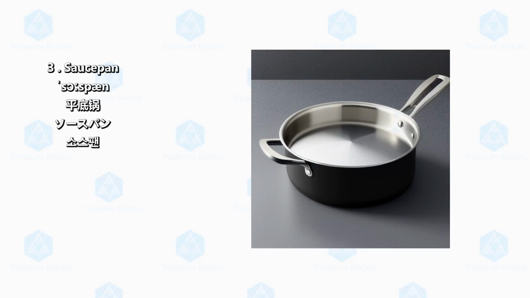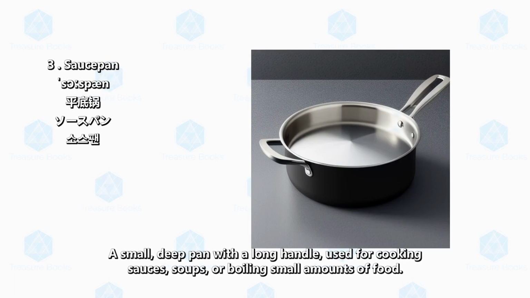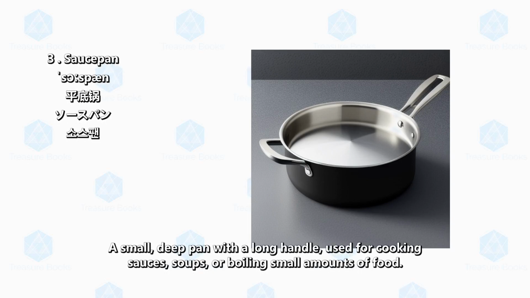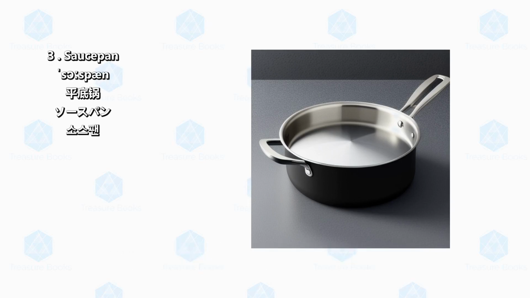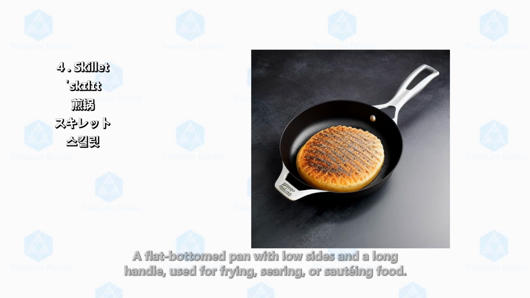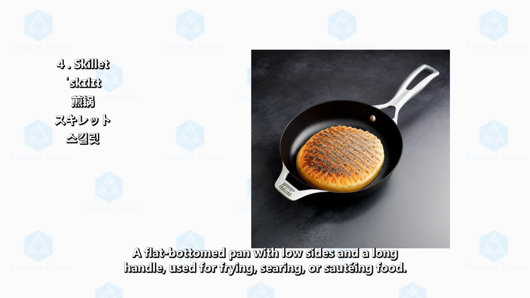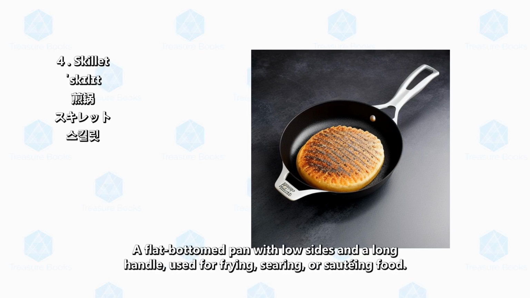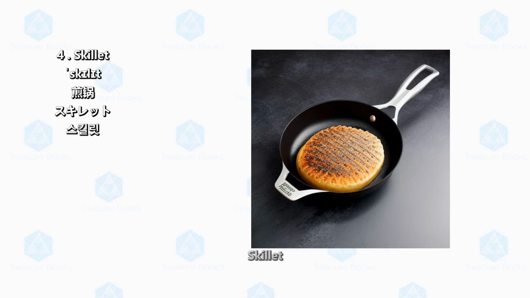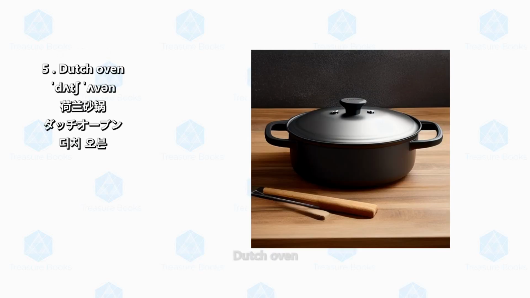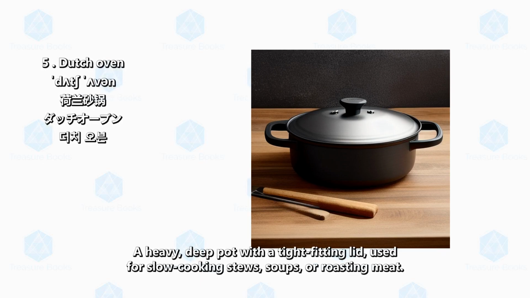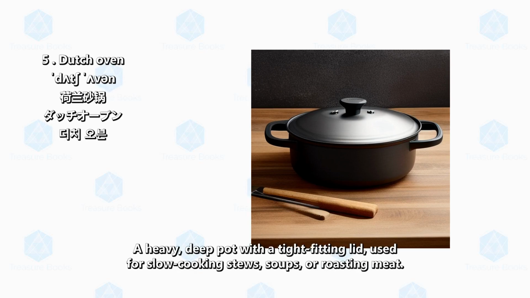Saucepan. A small, deep pan with a long handle, used for cooking sauces, soups, or boiling small amounts of food. Skillet. A flat-bottomed pan with low sides and a long handle, used for frying, searing, or sautéing food. Dutch oven. A heavy, deep pot with a tight-fitting lid, used for slow-cooking stews, soups, or roasting meat.